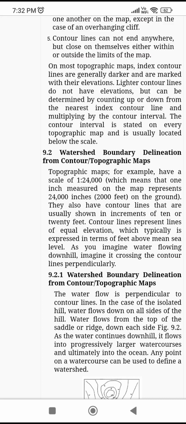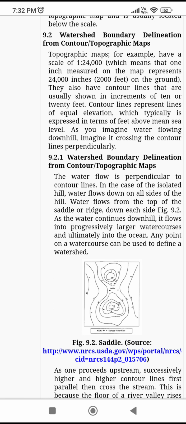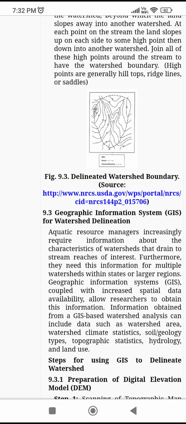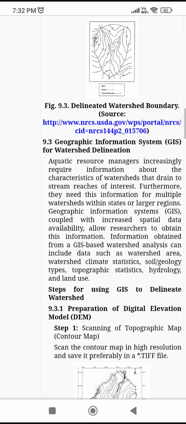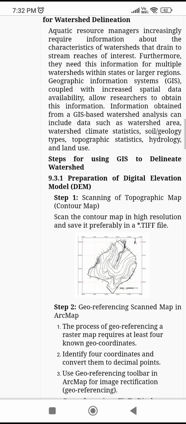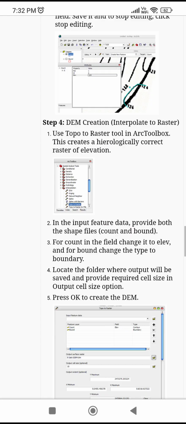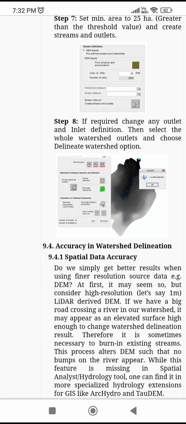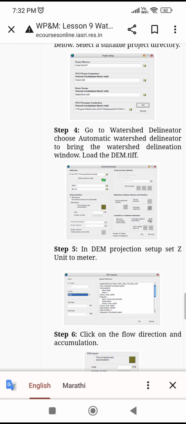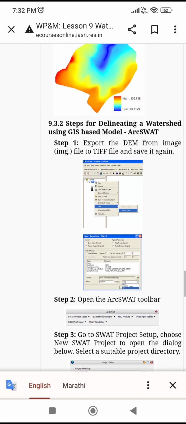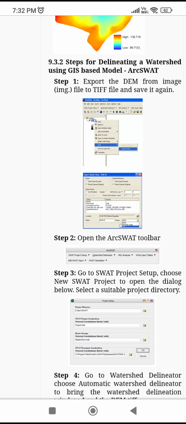So the watershed boundary delineation from a contour topographic map. In this case, they have given steps for watershed delineation. You should know DEM stands for Digital Elevation Model, then SWAT stands for Soil and Water Analysis Tool.